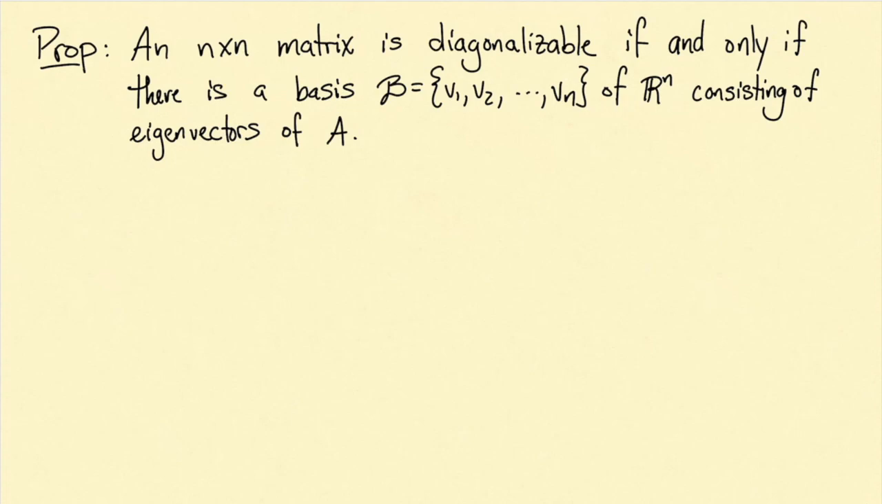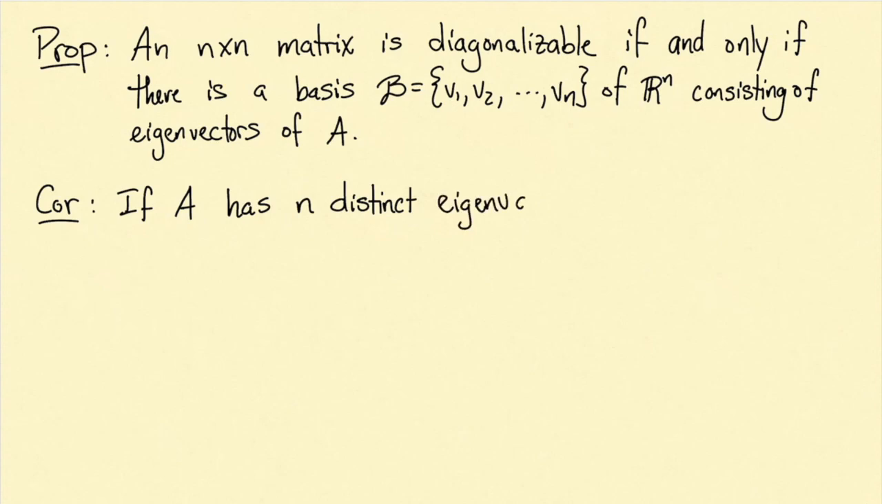So this provides us an important and common special case. If A has n distinct eigenvalues, then A is diagonalizable. And explicitly, A will be similar to the matrix D with entries lambda 1, lambda 2, down to lambda n, the eigenvalues of A, along the diagonal.